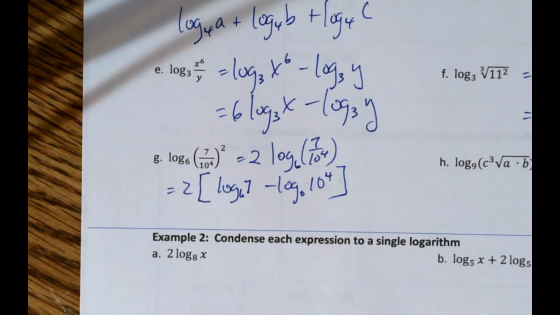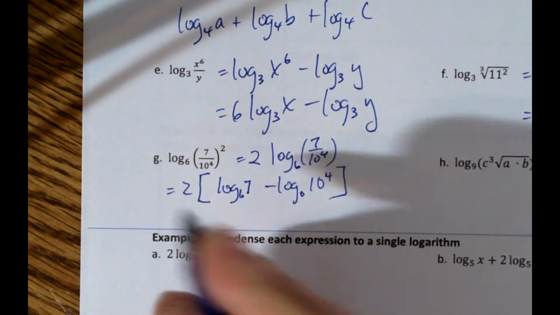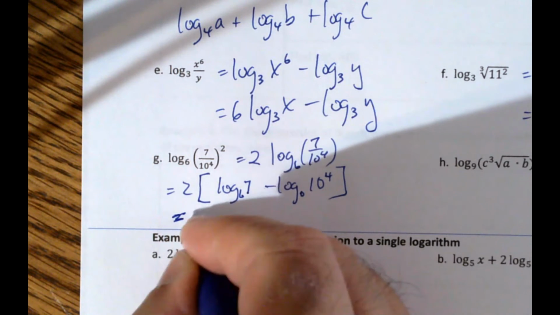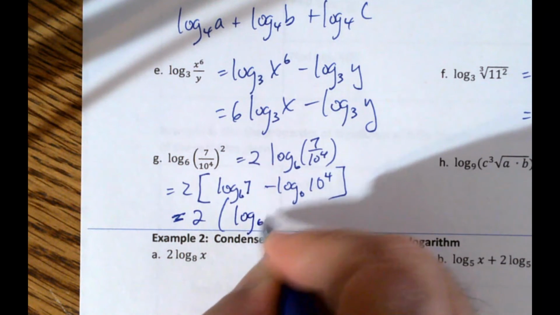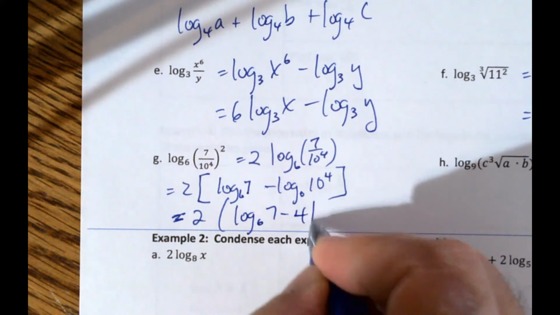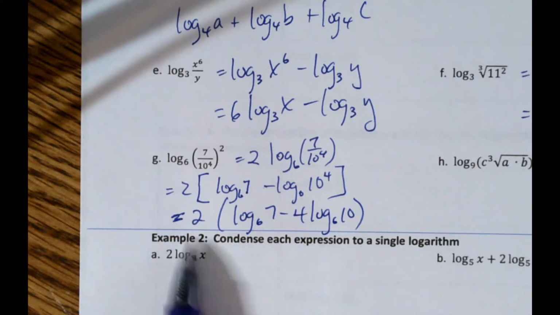All right, so you've got one more thing left. There's a 10 and a 4, and the 4 is the exponent. So I'm going to move the 4 forward. So that's an equal sign. 2 times, and now changing it to parentheses, 4 log base 6 of 10. All right, and you're fine to leave it like that.